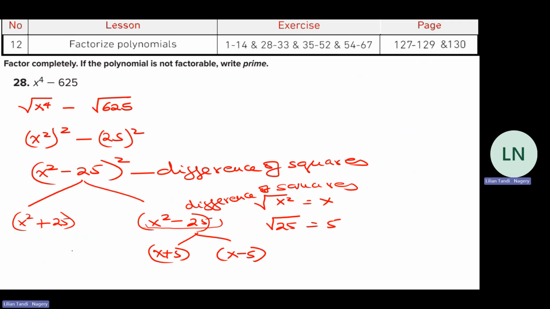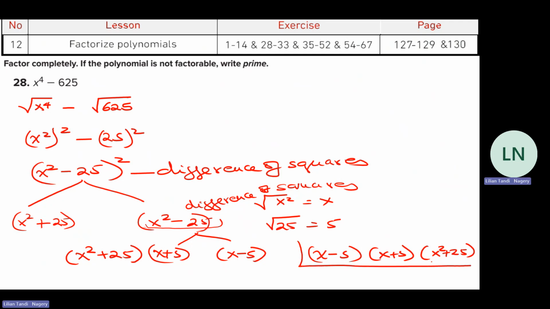Okay, and then this one cannot be simplified, so you're going to leave it alone, just like that. Okay, now write your answer. You can box it here, or you can rearrange it. You can say x minus 5, x plus 5, x squared plus 25. You're going to box your answer, just like that. Okay.